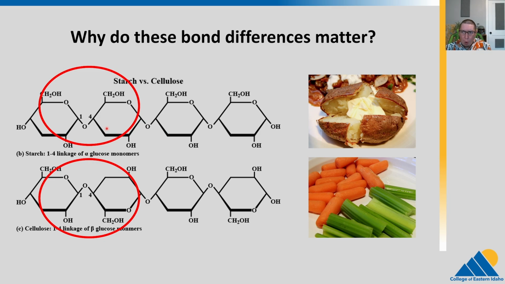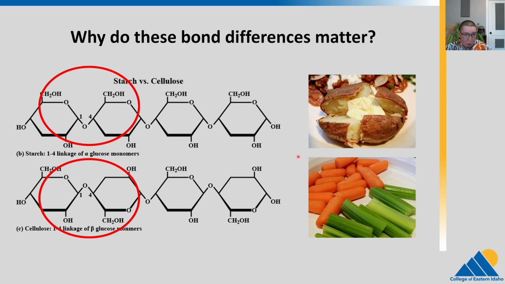Because at their core, they're just a bunch of units of glucose, right? Let me show you the difference here. Here's starch on top. It goes with this bond, 1,4 going downwards, 1,4 going downwards, 1,4 going downwards. We call that alpha glucose monomers. Whereas cellulose alternates. It has these beta glucose monomers. So it goes upwards and then downwards and upwards and then downwards.